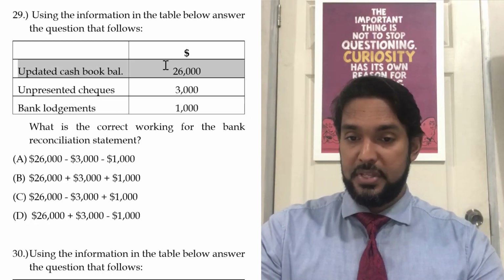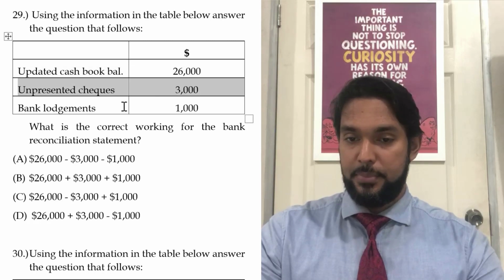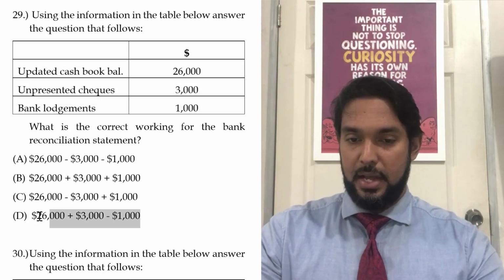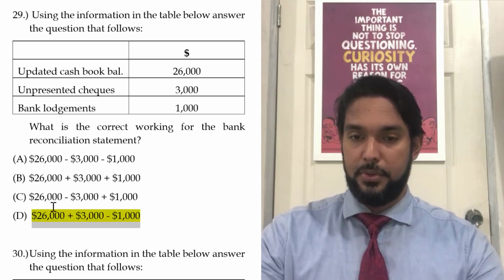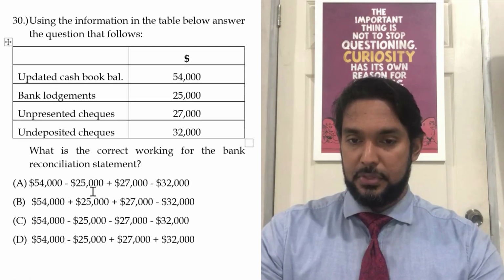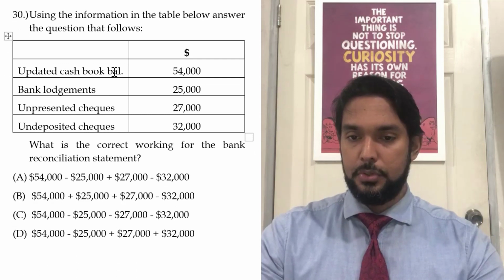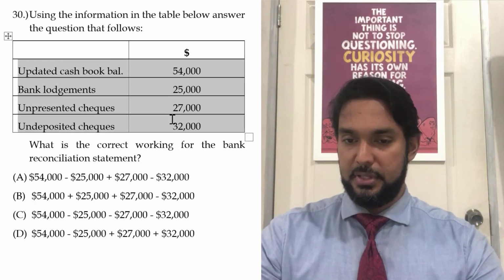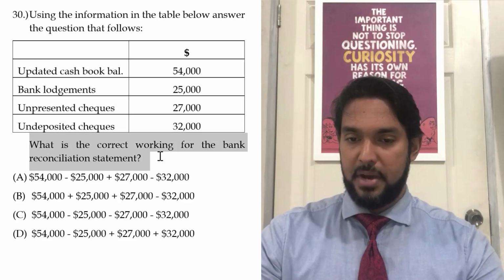So we're going to start with 26, add unpresented checks, minus bank lodgements. That's this one. Add 3,000 minus 1,000. And number 30, so last question. So updated cash book balance, bank lodgement, unpresented checks, undeposited checks. What is the correct working for the Bankrec?